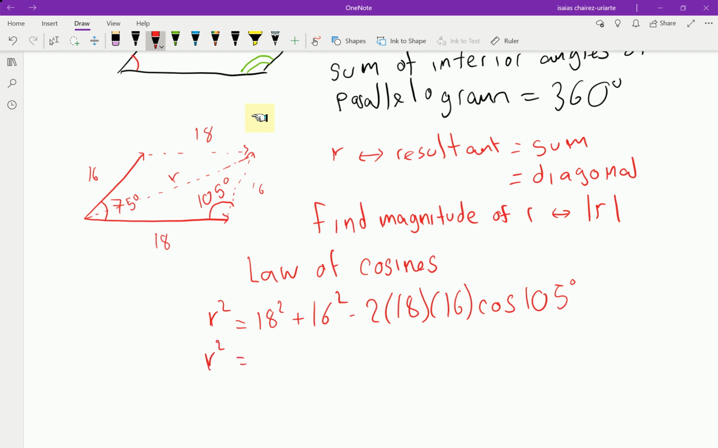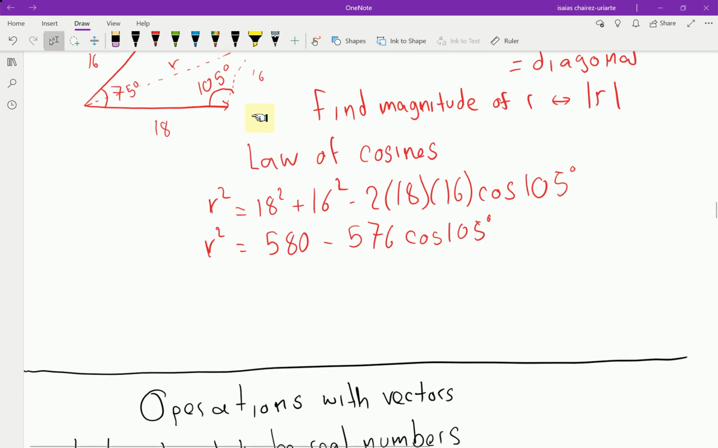All right, some arithmetic is going to happen here. This is 580 minus 576 cosine 105. I just use my calculator to figure these things out. All right, and so then R squared. Now let me punch this into my calculator. My calculator is in degree mode. And I'm not going to round quite yet because I still need to take a square root.